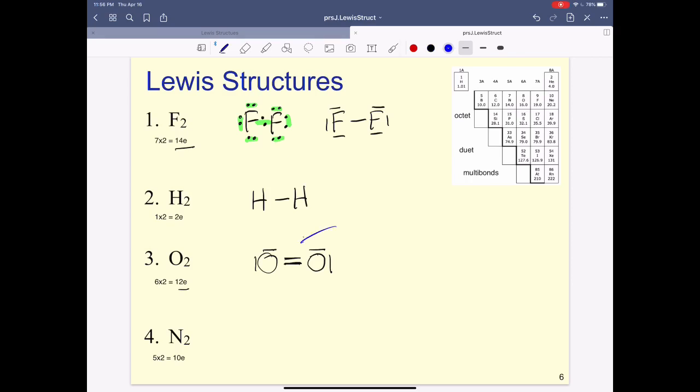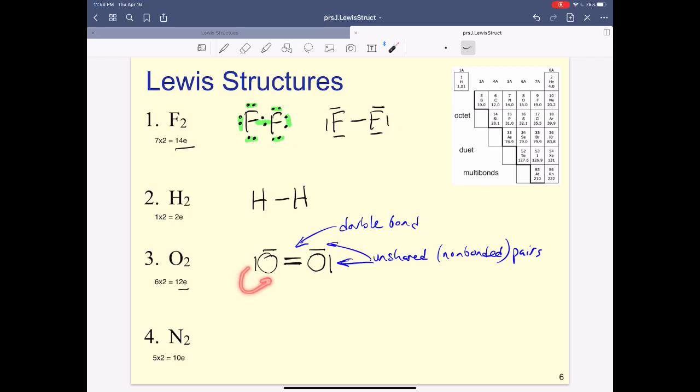This would be called a double bond, and these would be called unshared or non-bonded pairs of electrons. It does not matter where you place those. Those pairs of electrons could be here or they could be on this side of the oxygen. That doesn't make any difference.